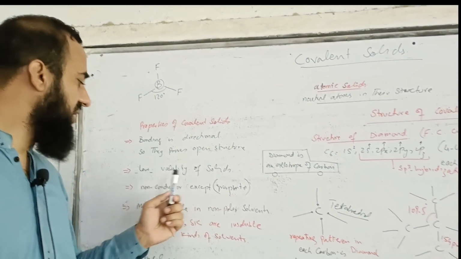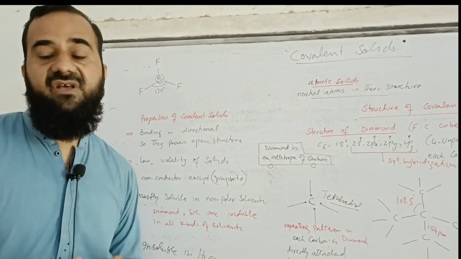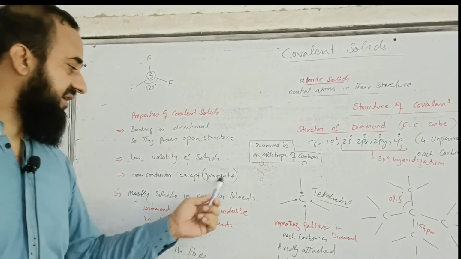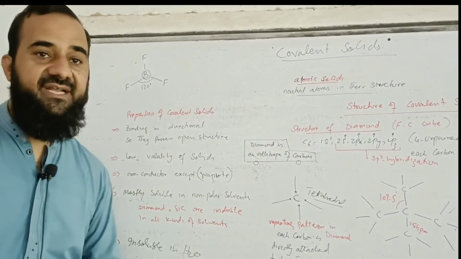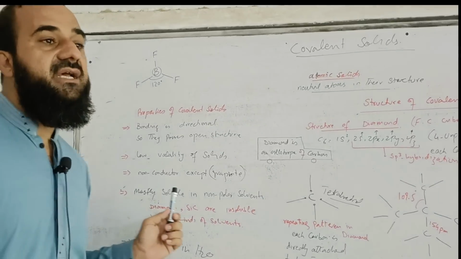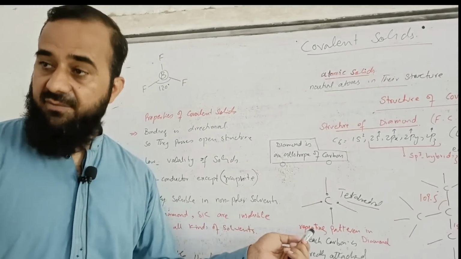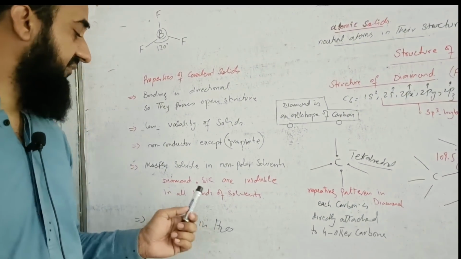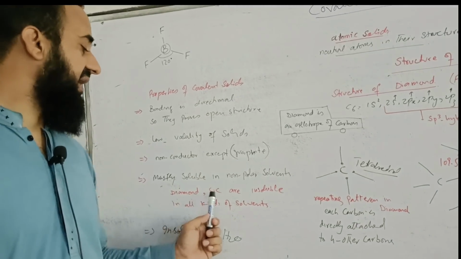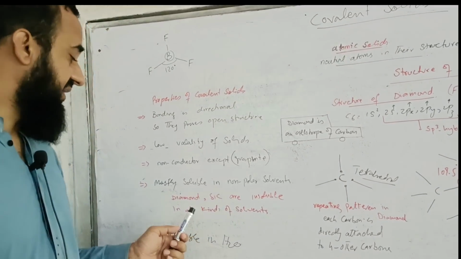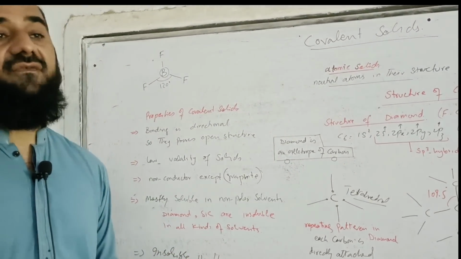Covalent solids have low volatility, and they are non-conductors even in solid or liquid state, except graphite. Later in the lecture I will discuss that graphite is a conductor along one direction. Mostly these are soluble in organic or non-polar solvents, and generally they are insoluble in water. Diamond and silicon carbide are so hard that they are insoluble in any kind of solvent.